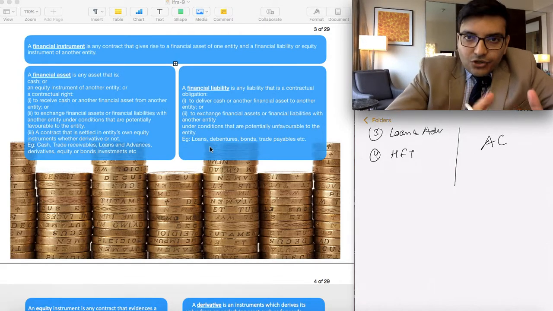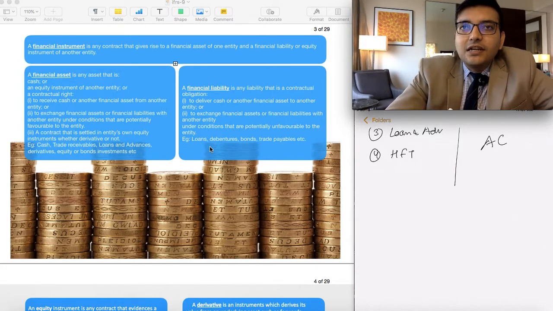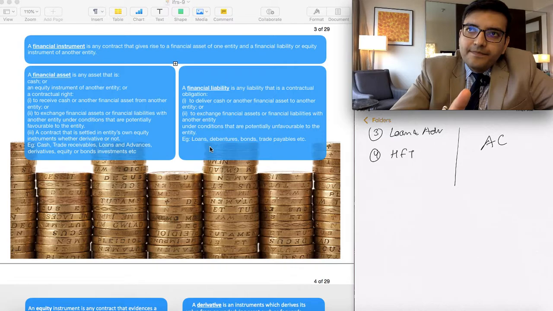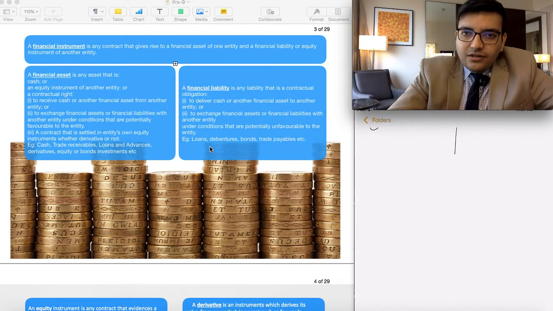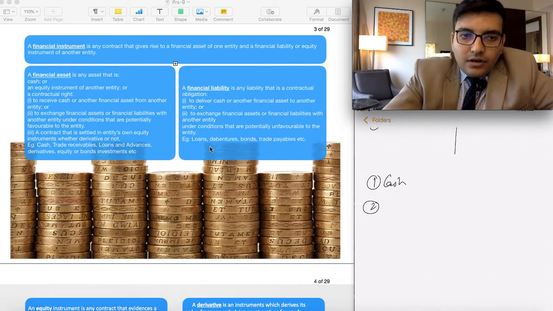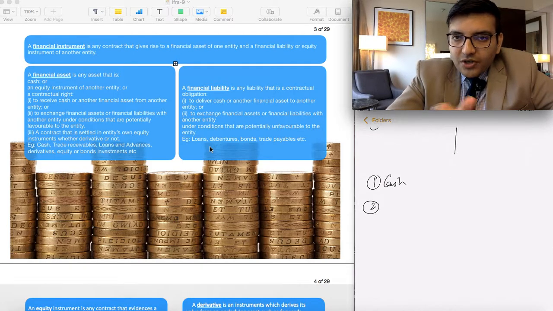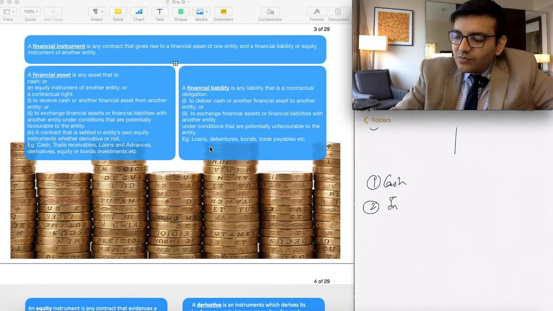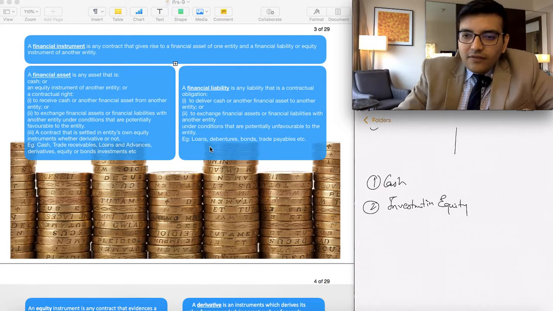Now, what is a financial asset and a financial liability? We'll take an example from the balance sheet. We'll read this definition and apply it to the balance sheet. Now a financial asset is any asset that is cash. So basically cash is a financial asset. It is very clear. Now number 2, a financial asset is any asset that is an equity instrument of another entity. So whenever you make an investment in equity, that is also a financial asset.